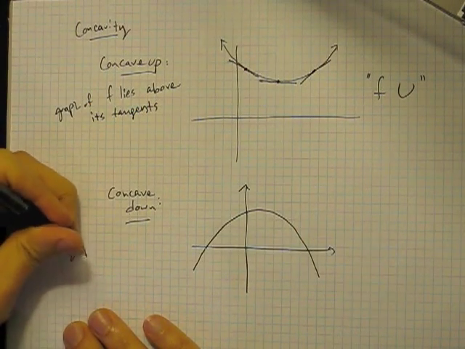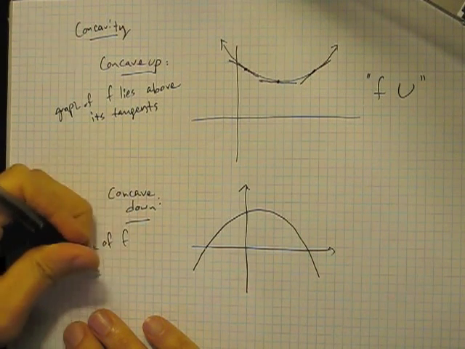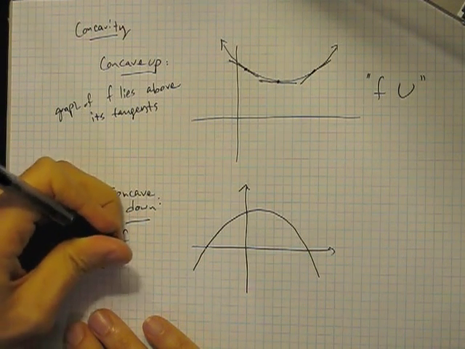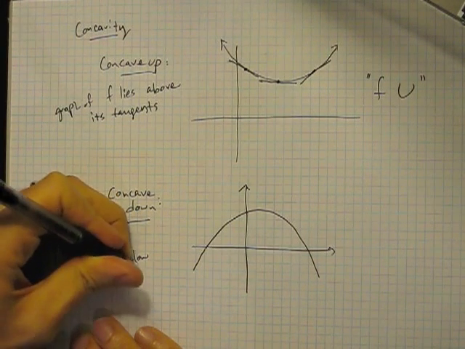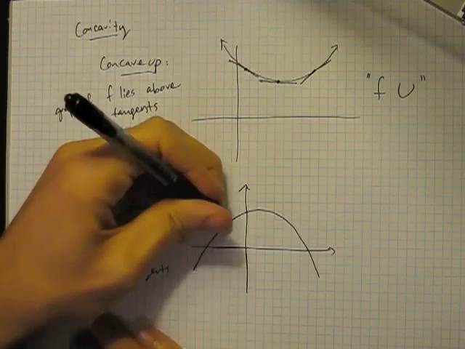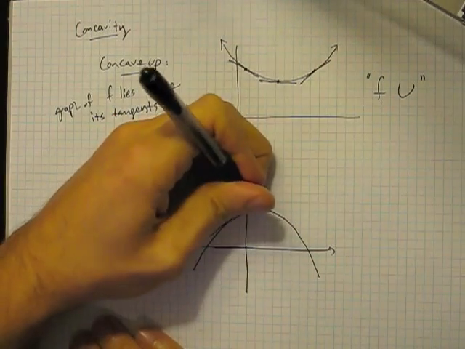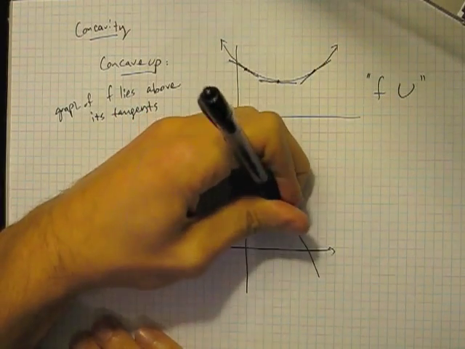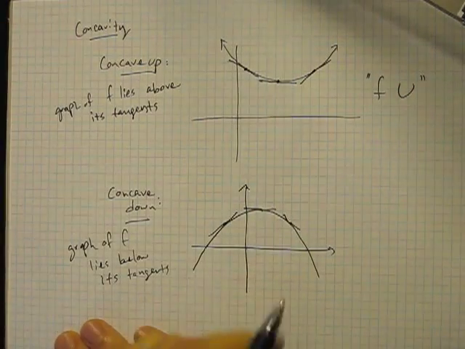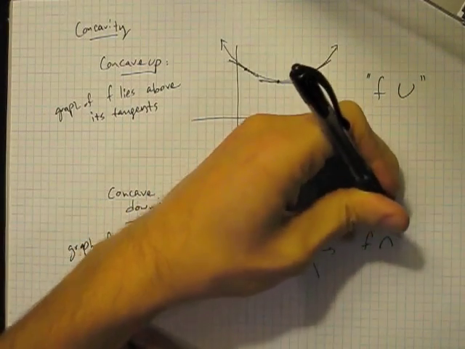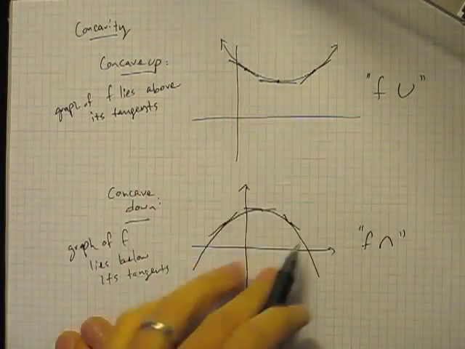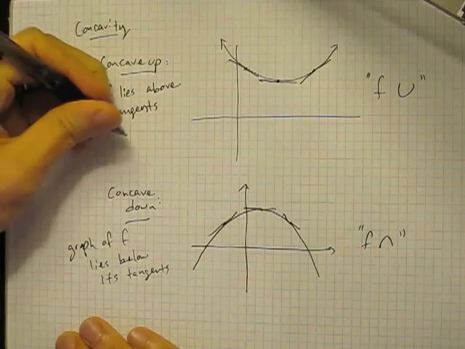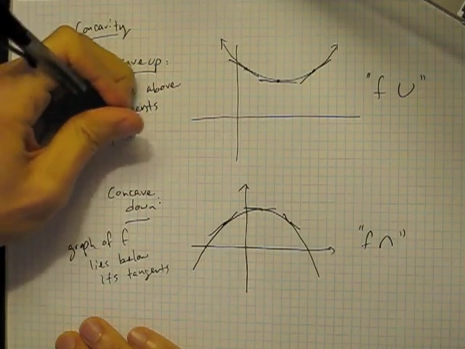Graph of f lies below its tangents. There's a tangent, there's a tangent, there's a tangent. f lies below all of its tangents, so we write f with that symbol. Notice these symbols are meant to indicate the general shape of the graph. And we know what this means. We saw this in class.